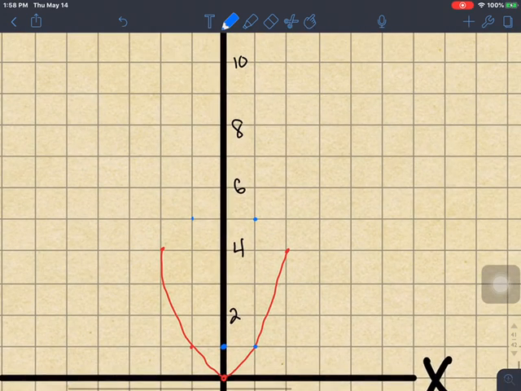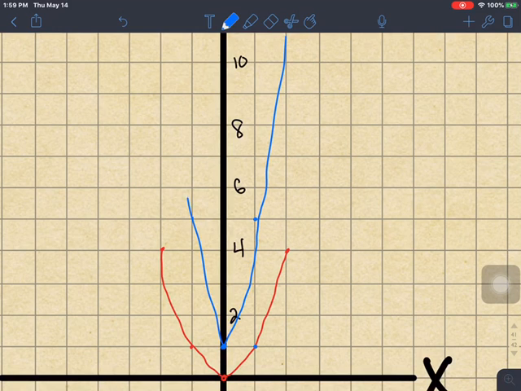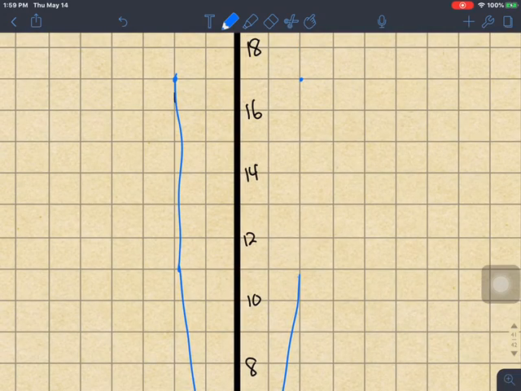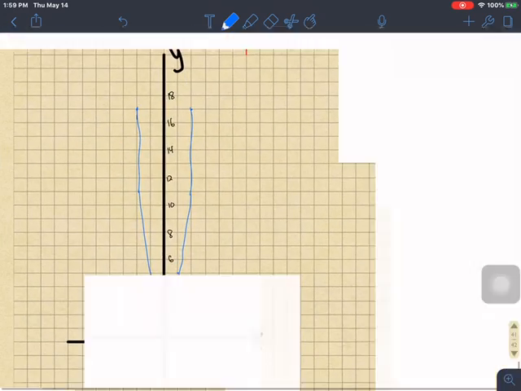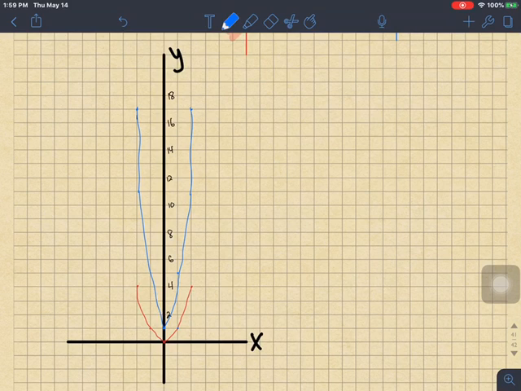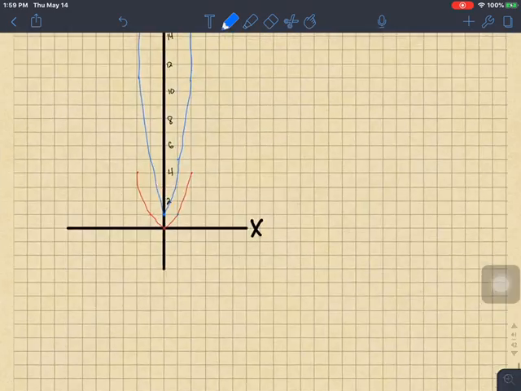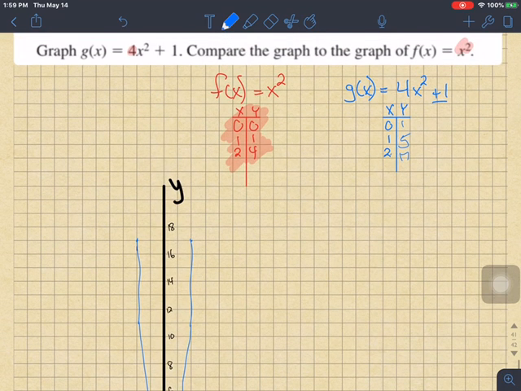I don't even know if I can draw in this parabola. It's going to go way up there, and it's going to go way up there. Boom, and boom. So you can really see the stretch happening. Look at what happens. It makes it a skinnier parabola. It stretches the height of each of the points. And then, of course, the vertex is shifted up 1. So those are the things we have to talk about when we compare.